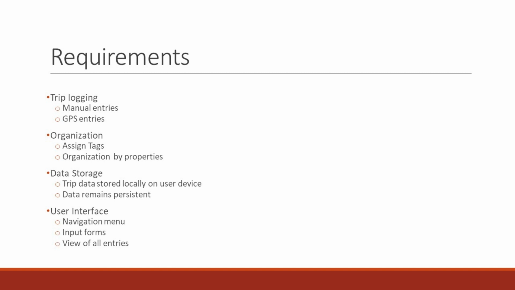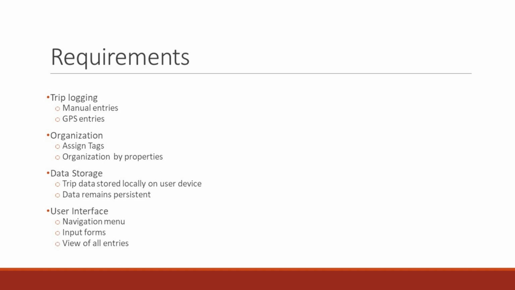The next requirement category was organization. The first functional requirement for organization was to allow the user to assign tags to any already logged trip. The next requirement was the user should be able to filter or sort trips by tags or any other entry-related properties, such as date, distance, and duration.